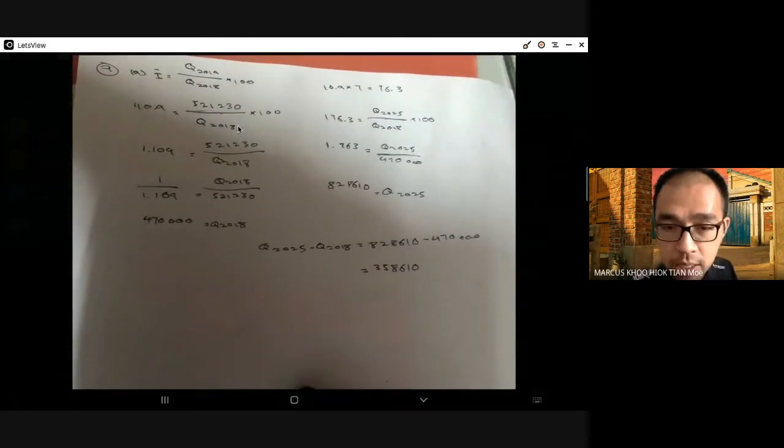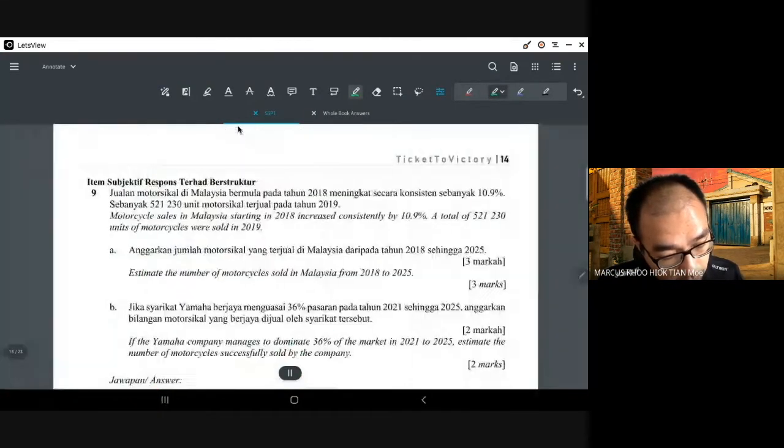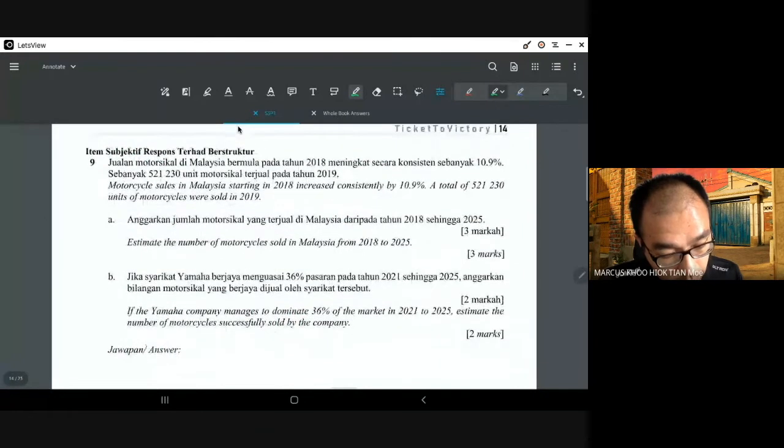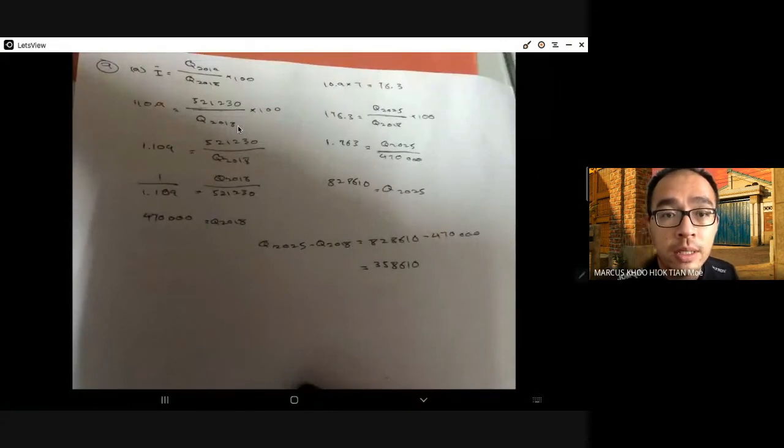How come it's easy? Index number question? Number 9. Oh yeah, it's an index number question. Okay, all right. Group 4, breakout room 4, whoever wants to do this.